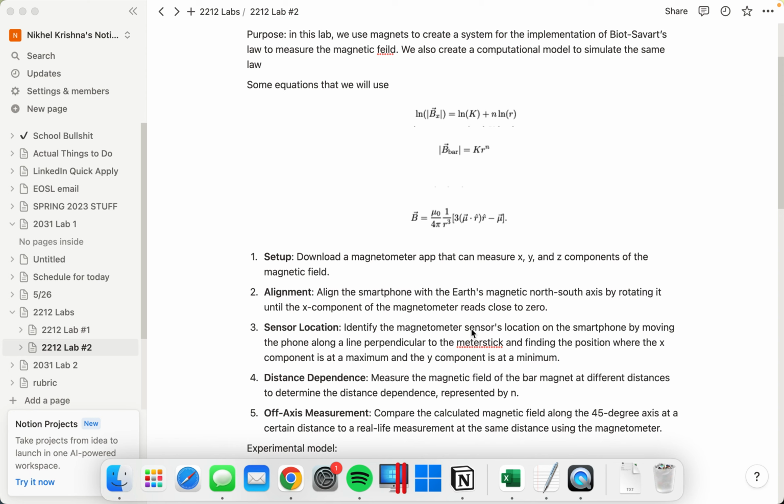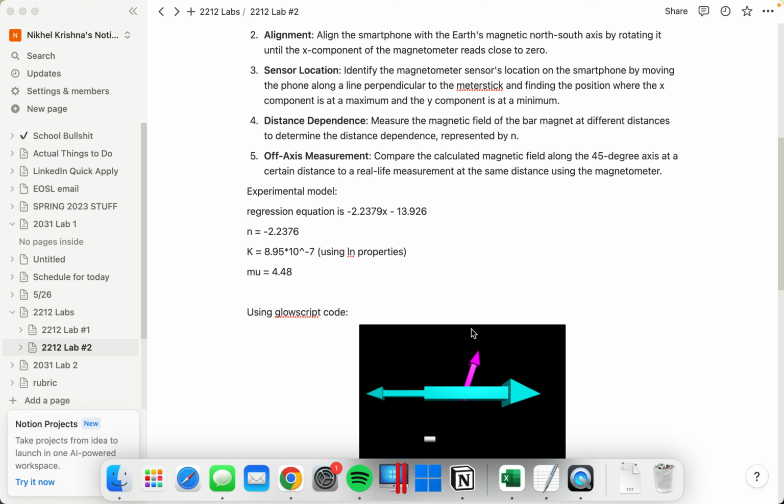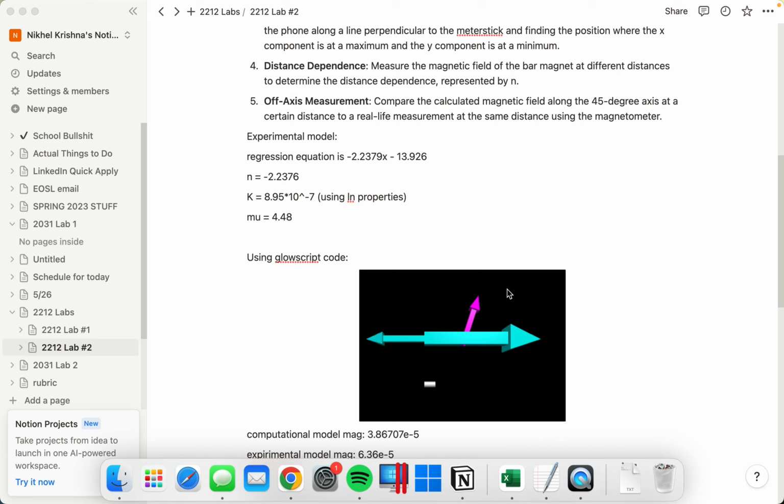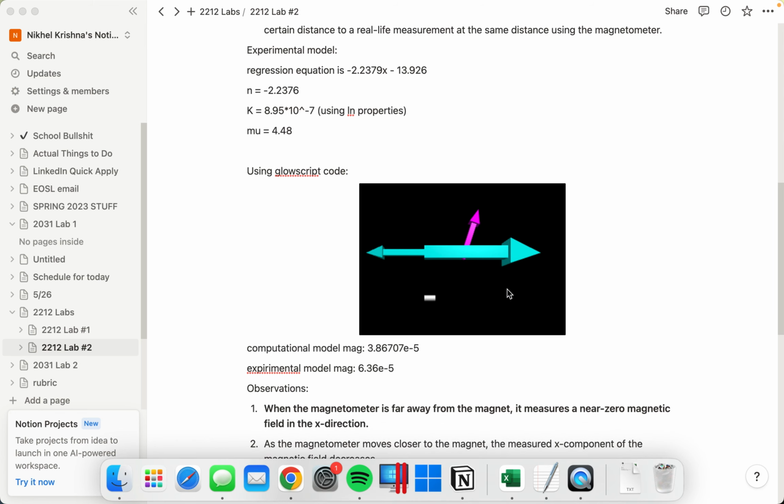We also need a meter stick to measure our distances, and I kept my phone perpendicular to the meter stick and tried to maximize the x distance to make it accurate with the given distances from the Excel sheet. We then measure the different magnetic fields using the magnetometer at various distances. And finally, in our last part, we're going to compare the field along a 45-degree axis with a computational model.